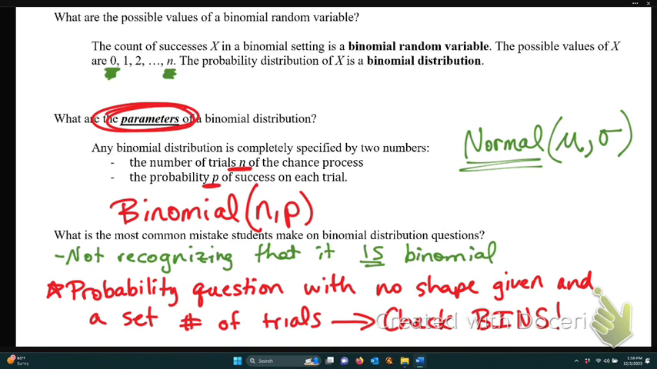BINS, what does BINS stand for? Binary, meaning there's success and failure. Independent trials, number of trials is fixed, success probability is fixed.